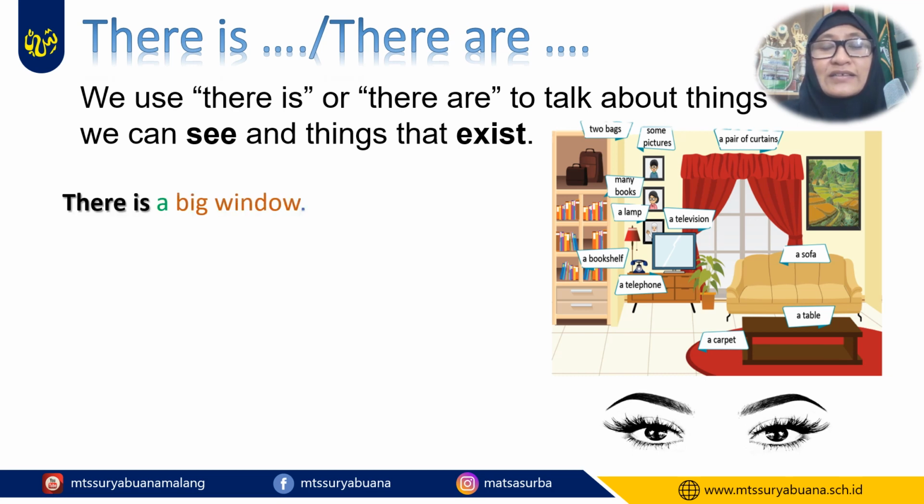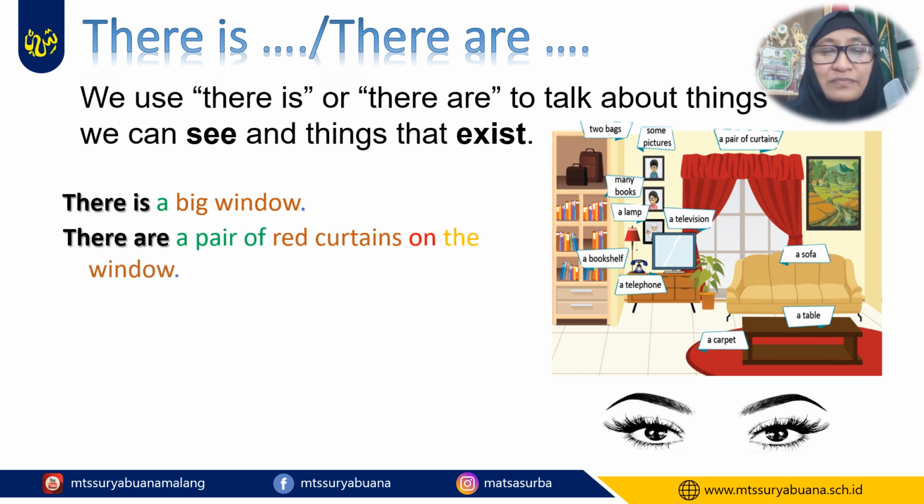Okay, look at the example. There is a big window. Can you see the big window? Right, there is a big window in the living room. There are a pair of red curtains on the window. Can you see? There are 2 curtains, right? A pair of curtains on the window.